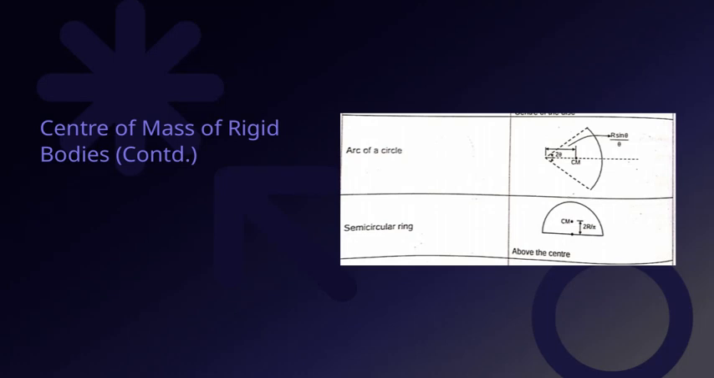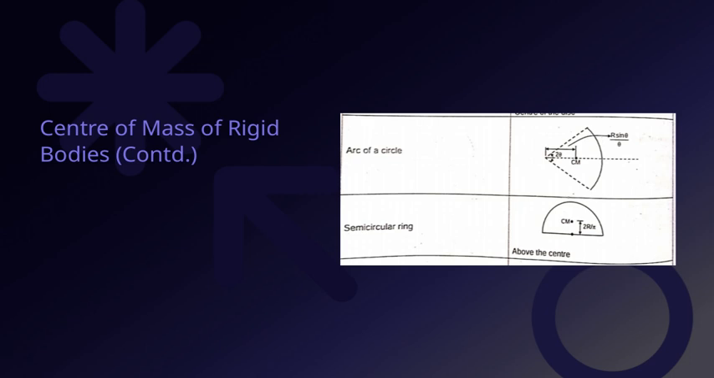Now, let's continue our discussion on the center of mass of rigid bodies. In this slide, we'll delve deeper into some important concepts that build on what we've already covered. First, remember that the center of mass is essentially the point where the mass of the body can be considered to be concentrated for analysis purposes. It's a crucial concept because it helps us simplify complex problems involving motion and stability.